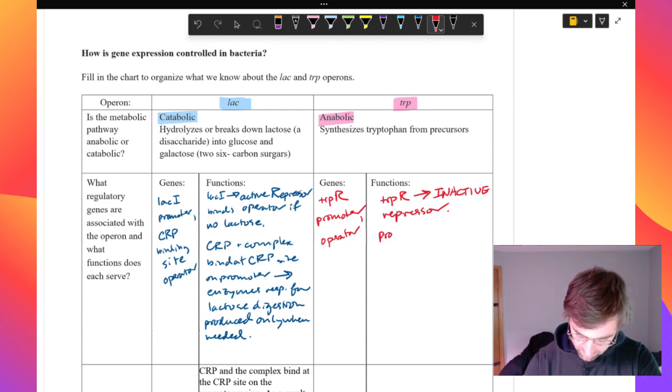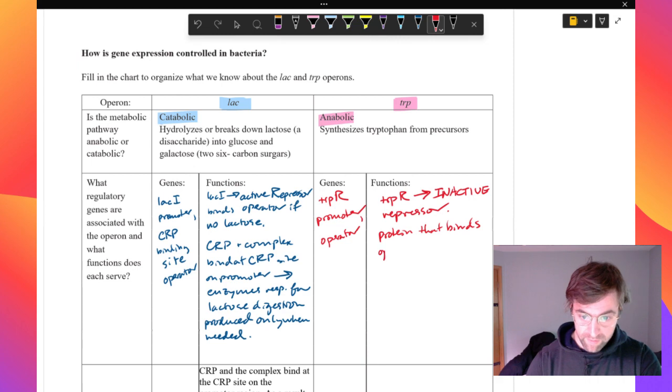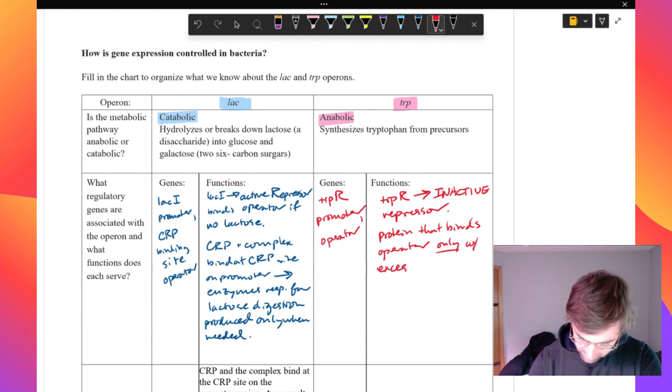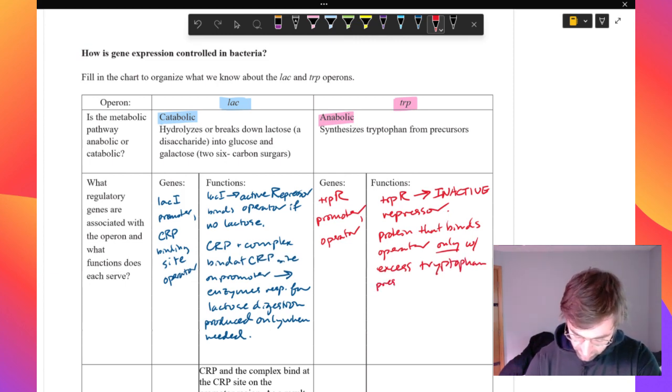Repressor protein that binds operator only with excess tryptophan present.